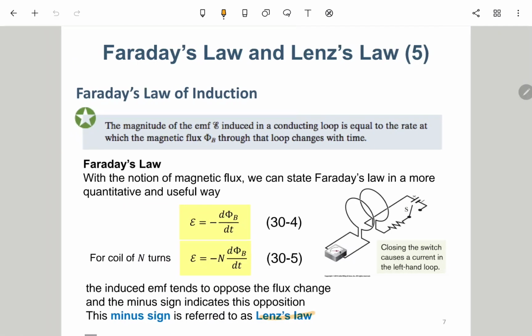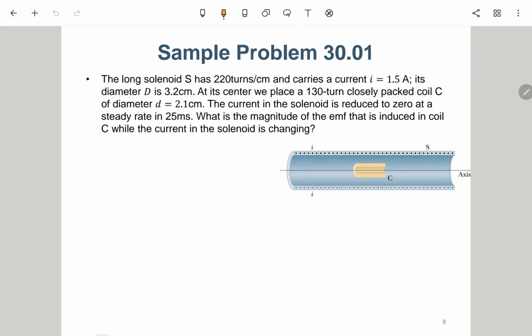Before seeing what Lenz's law is, we have a sample problem first. Here it says the long solenoid S has 220 turns per centimeter. So this is a number of turns per unit length, a small n, but not in SI units, so we still need to change it into SI units. And it carries a current I and has diameter D.